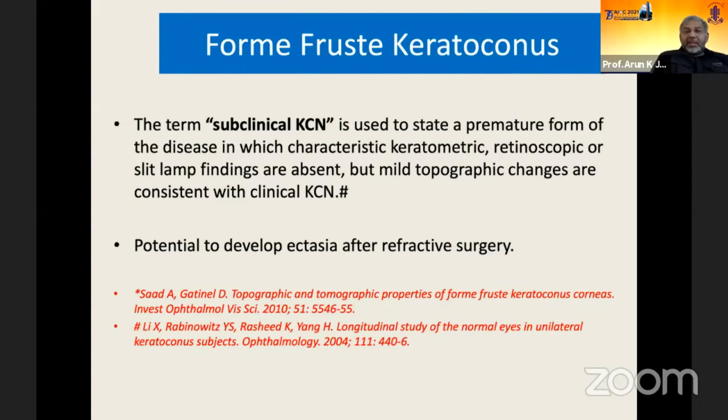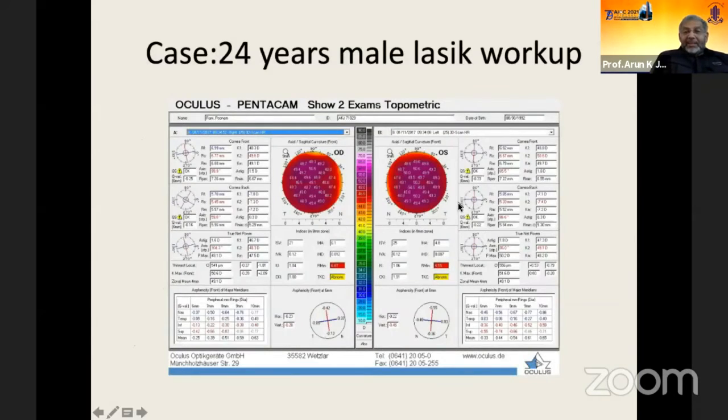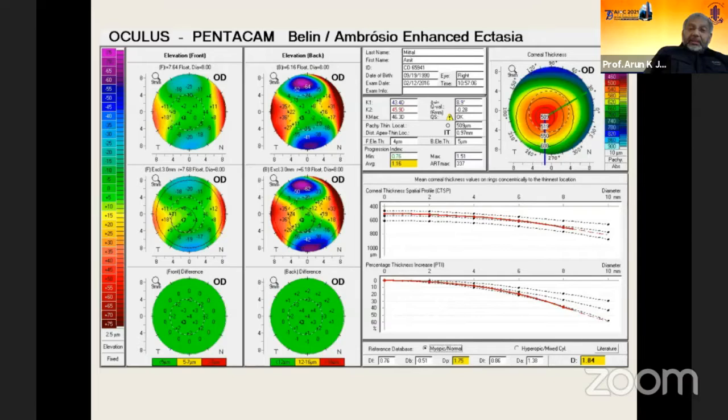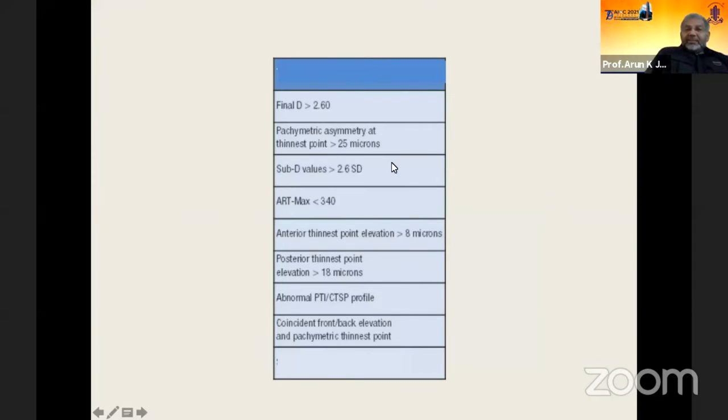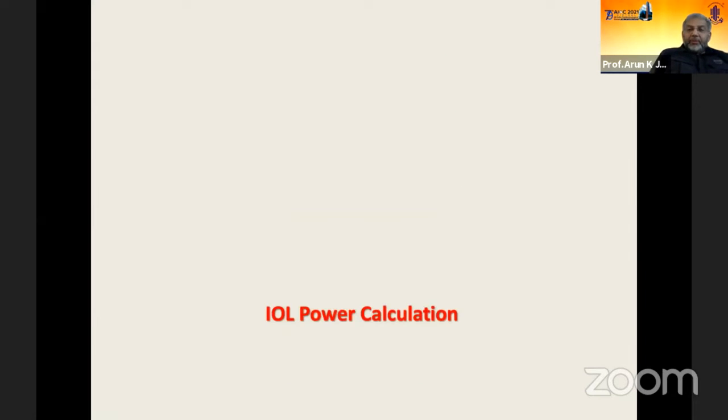So, how to see: this is a case who presented to us with a high K reading, and the keratoconus indices say okay, because the K reading is this. I think these are the normal values. I've talked about the elevation at the thinnest point, and ART max less than 340 is abnormal. So all these points I have discussed. Other indications, like calculation of IOL power or the role in toric IOL lens selection, I think we can discuss at some other point because of the shortage of time. Dr. Amit, you take over.